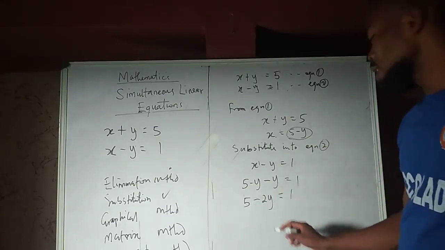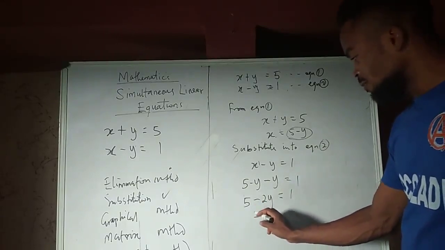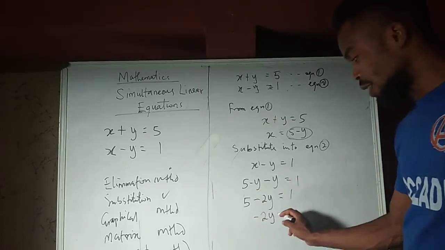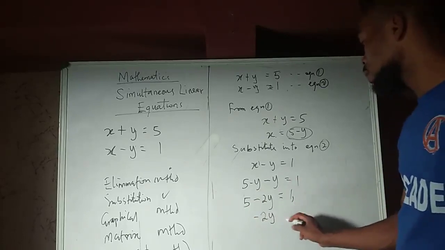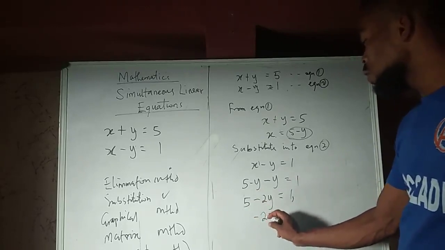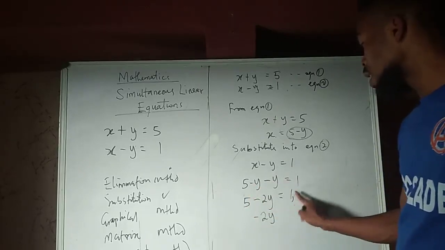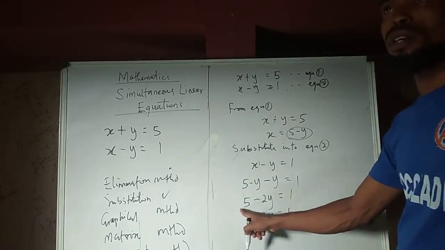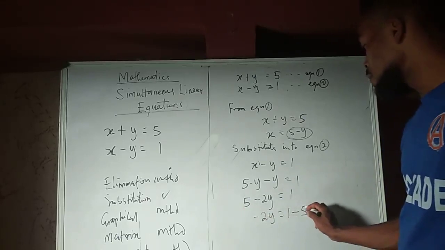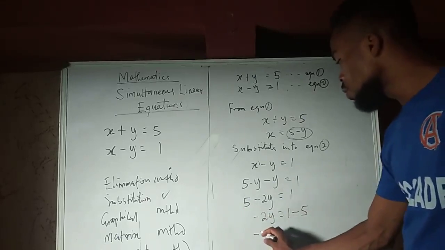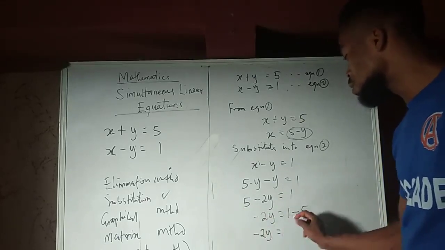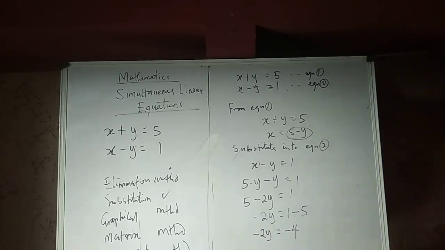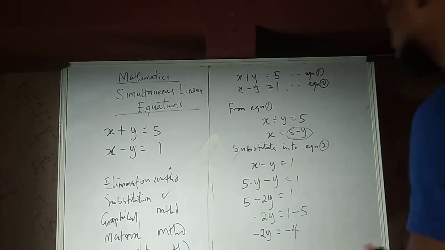Let's rearrange the whole thing so that 5 crosses over the equality sign to meet its like. That's collecting like terms here. So we'll be left with minus 2y. As 5 moves over, it will become minus 5, because it is positive over here. So we are left with minus 2y equals 1 minus 5, which is minus 4. Okay? 1 minus 5 is minus 4.